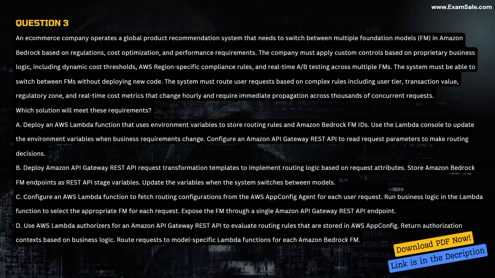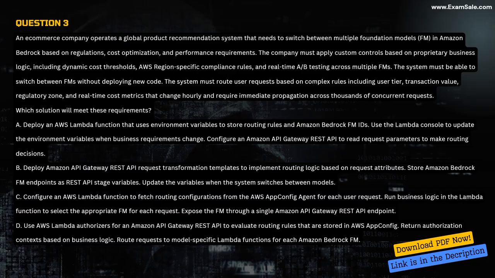Configure an Amazon API Gateway REST API to read request parameters to make routing decisions. B. Deploy Amazon API Gateway REST API request transformation templates to implement routing logic based on request attributes. Store Amazon Bedrock FM endpoints as REST API stage variables. Update the variables when the system switches between models.